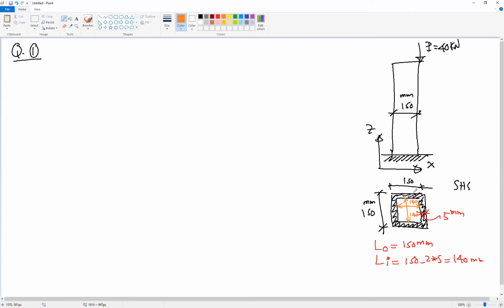Okay, and also given that this is the x-axis and this is the y-axis, the requirement is to find the maximum compressive stress on the column.